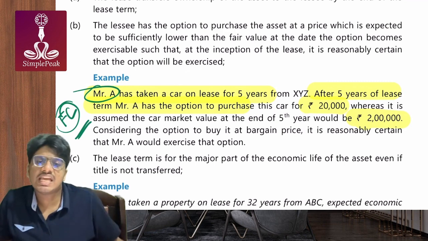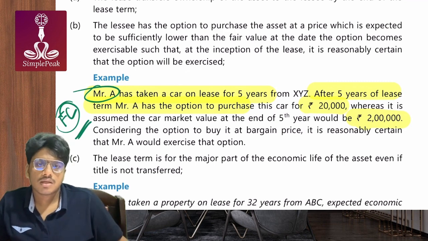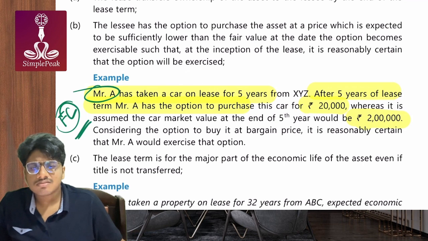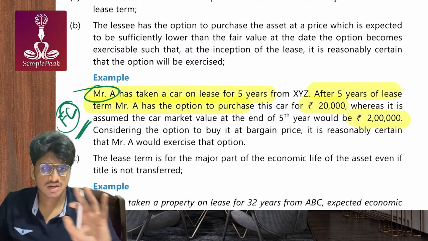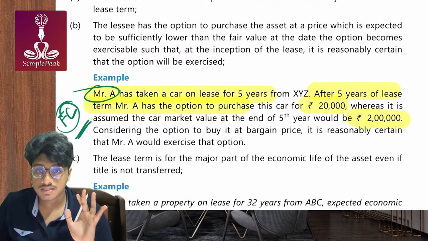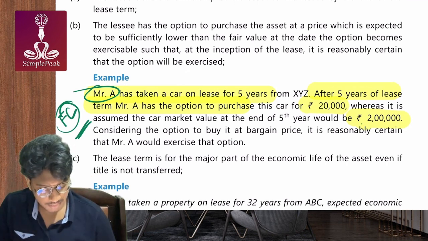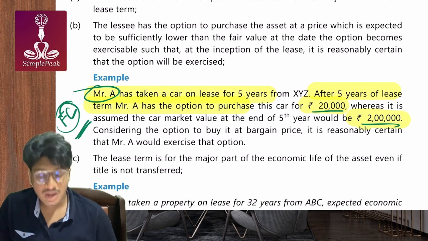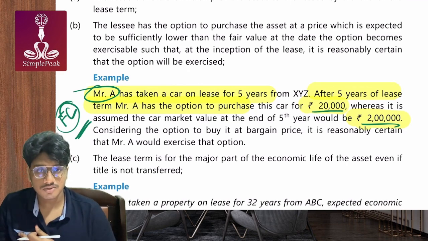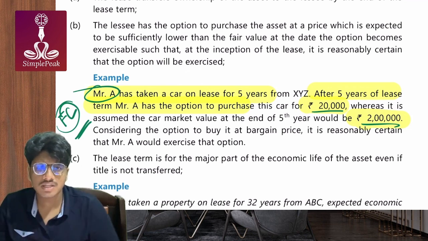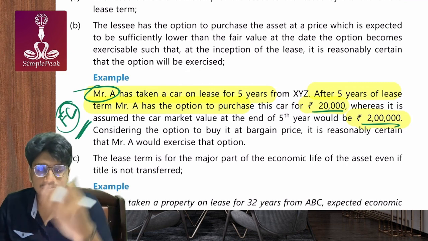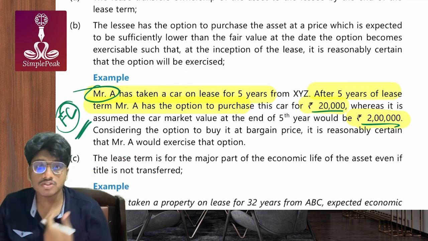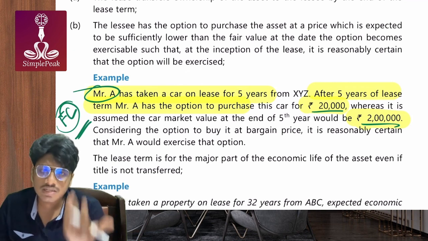If the question indicates that Mr. A won't be purchasing, then it is an operating lease. That's how the indication should be. If the question specifies nothing, use your logic. There is an asset worth 2 lakh and you have the ability to purchase it for 20,000 rupees. Will you purchase it or leave it? Of course you would purchase it. You are getting more than the worth. You're paying 20,000 rupees and getting a car worth 2 lakh rupees, so it is reasonably certain.